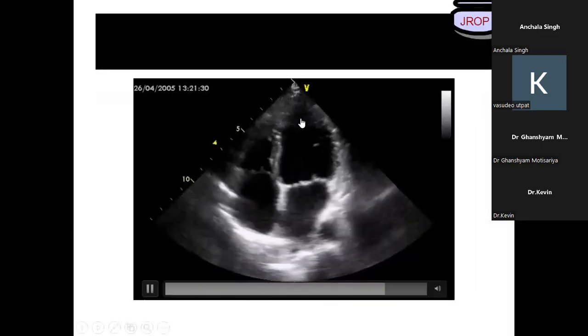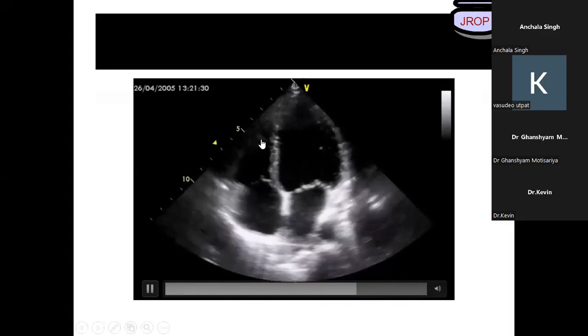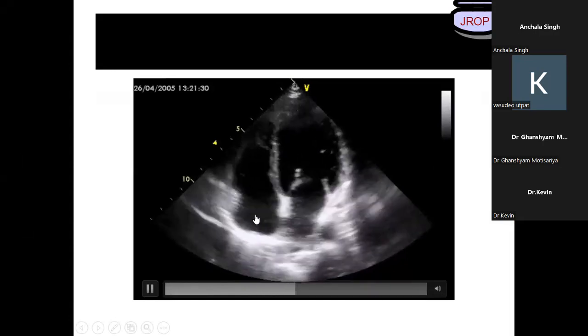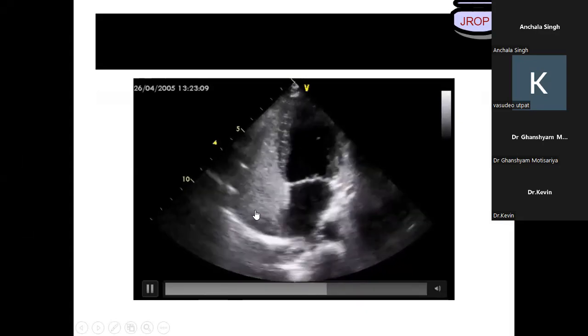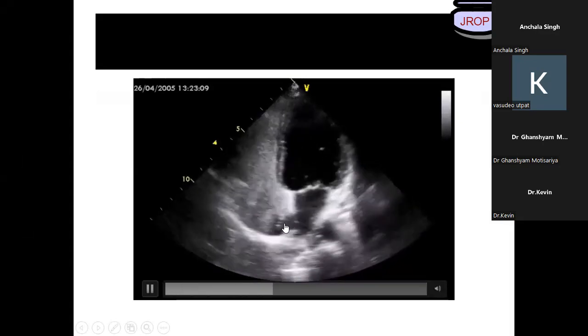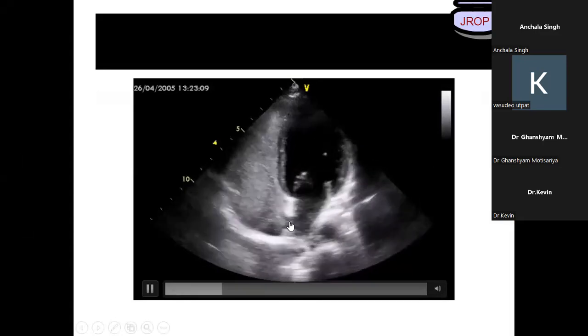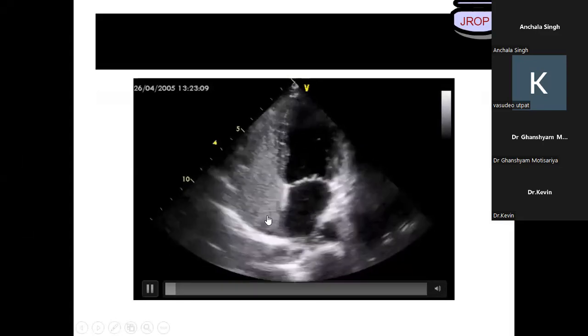This is the view we use the majority of the time where we suspect it. When the RV and RA are dilated and we cannot see any hole in this kind of view, we give a contrast. And look carefully, this contrast is coming from this secundum ASD. A few bubbles are coming. But when you can't see the source of the contrast, like the contrast comes from somewhere over here, then we call them possibly sinus venosus kind of ASDs.